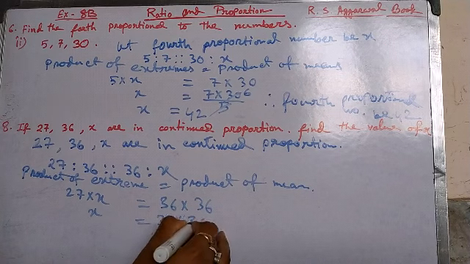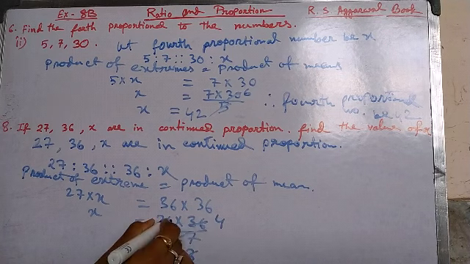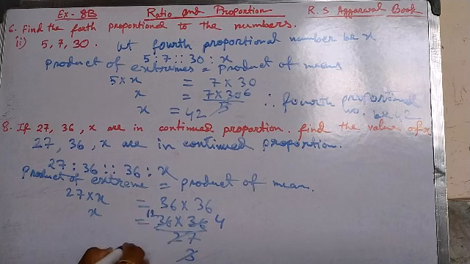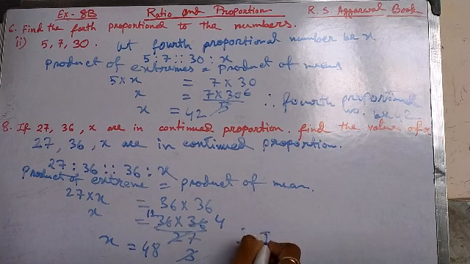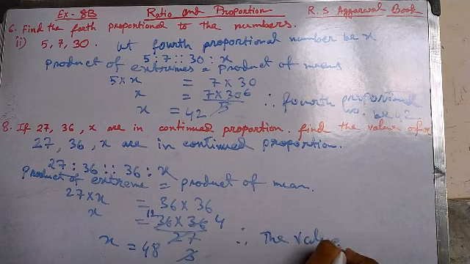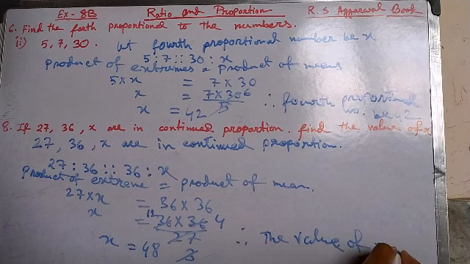9 3s are 27, 9 4s are 36, 3 12s are 36. Then x equal to 12 4s are 48. Therefore, the value of x is 48.